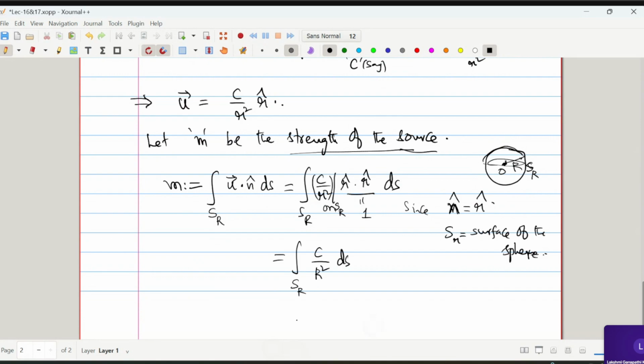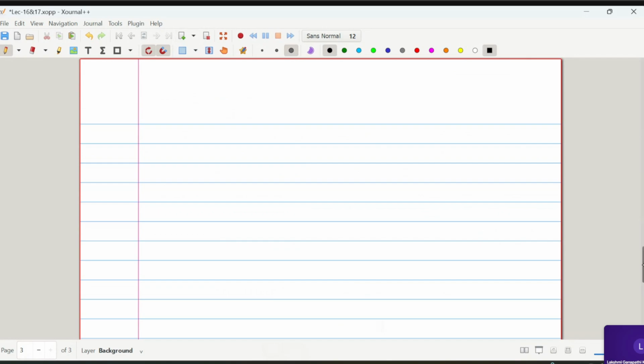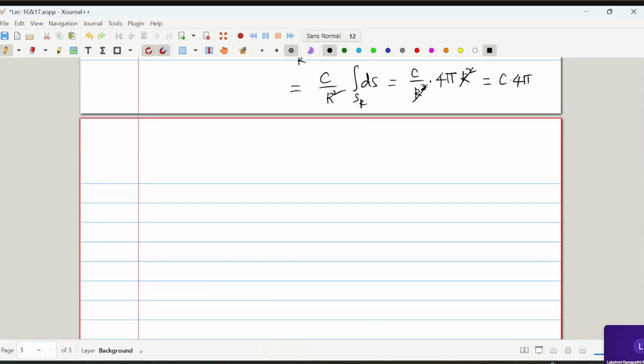And this into ds. R is fixed, so C is constant and comes out: integral over SR of ds. This is the surface area. What is the surface area of the sphere? C by R square into 4 pi R square, right? Yes, sir, 4 pi R square is your surface area in 3 dimensions. So now this R square goes, and you'll get C into 4 pi as your source strength. Once you know M, I can get my C. So this implies C equals M by 4 pi.